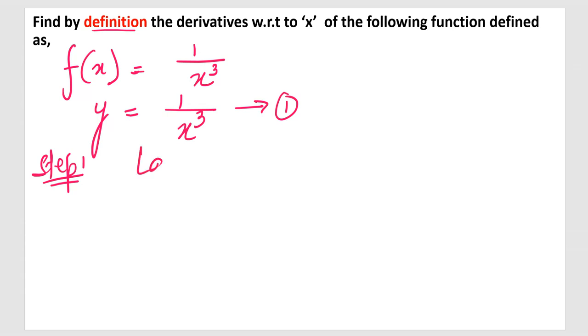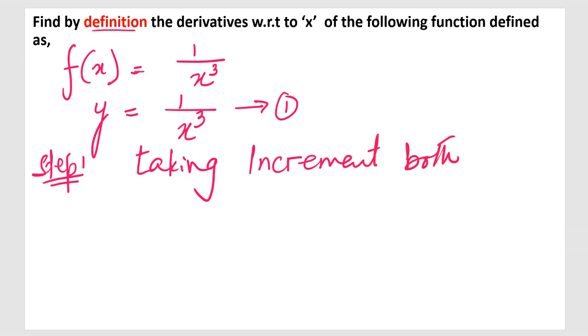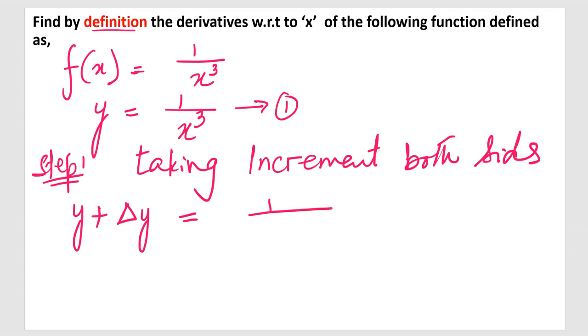First of all, what is the first step? The first step is you have to take the increment, taking increment on both sides of the equation. So here we have y, we will add delta y. Delta means change. And here we have x, so we will add delta x. If you have a y, you have to add delta y. If you have x, you have to add delta x, but this is x cube, so it will be x plus delta x whole cube.